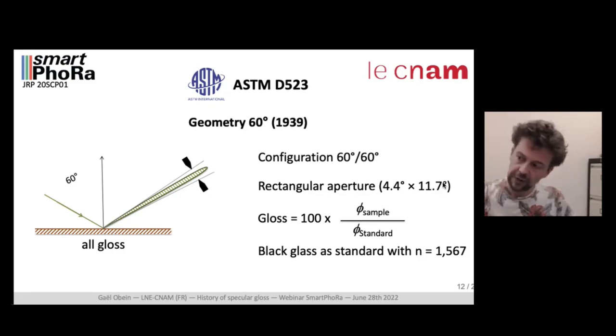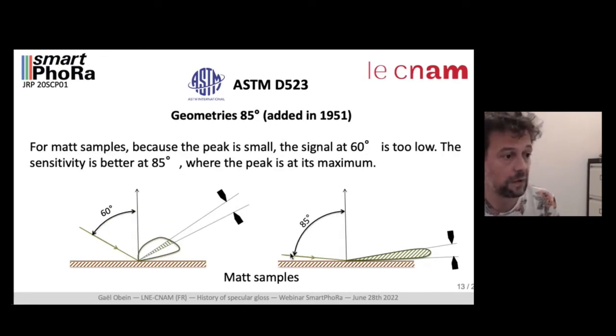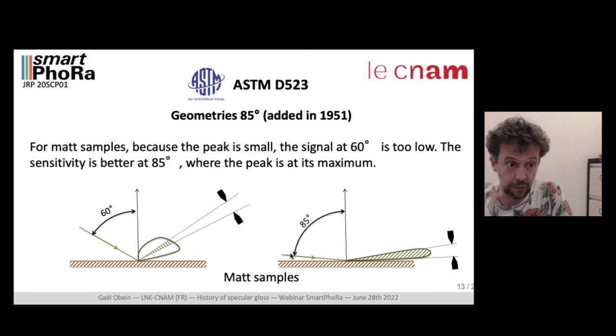If you look at the sample, if it's horizontal, the value of gloss is given by 100 times the flux reflected by the sample divided by the flux reflected by the standard, and the standard is a black glass with a refractive index of 1.567.